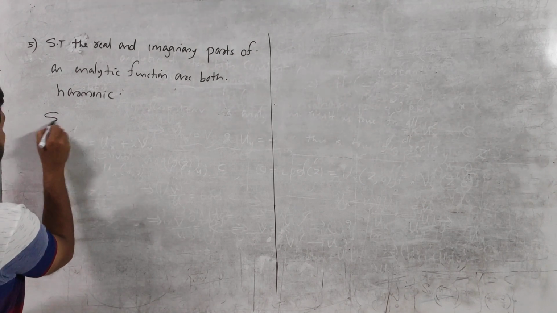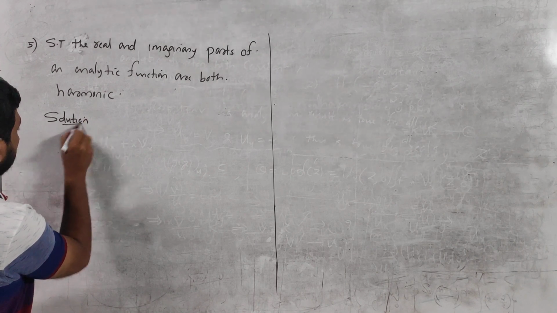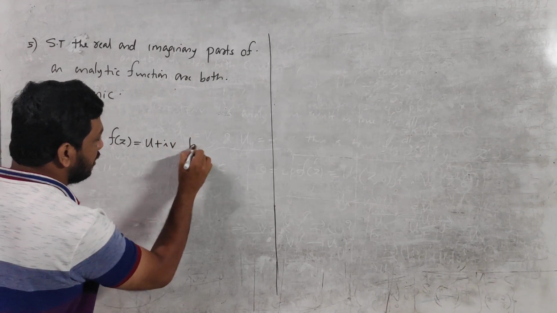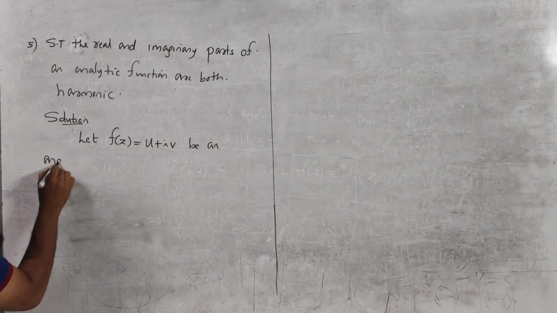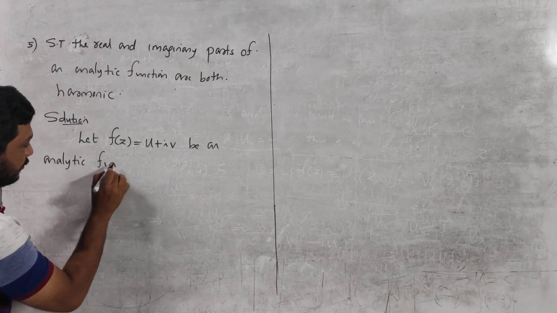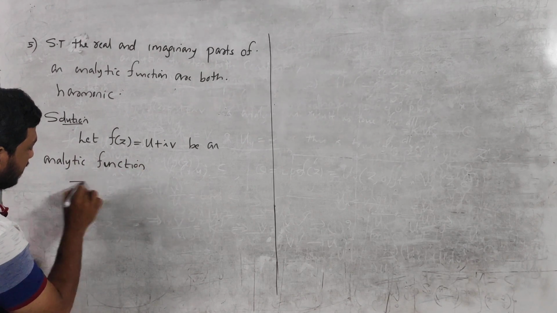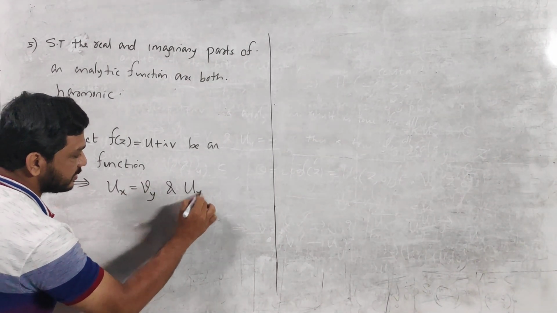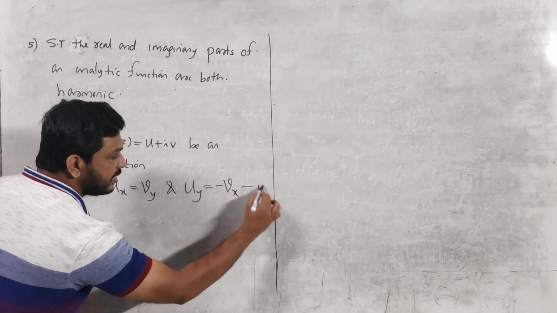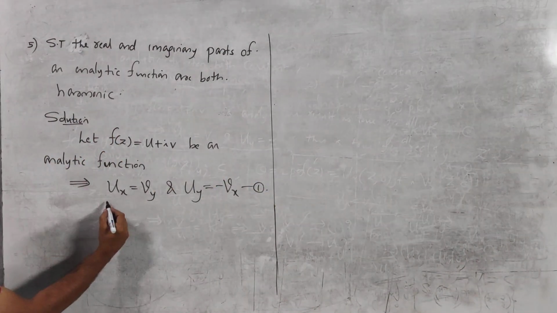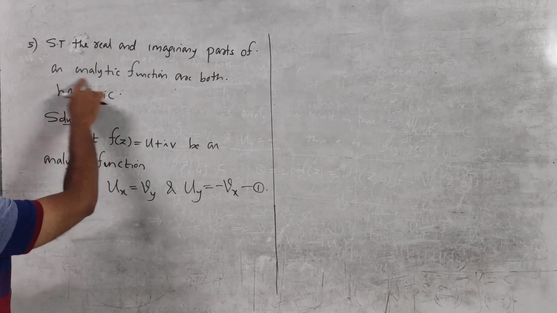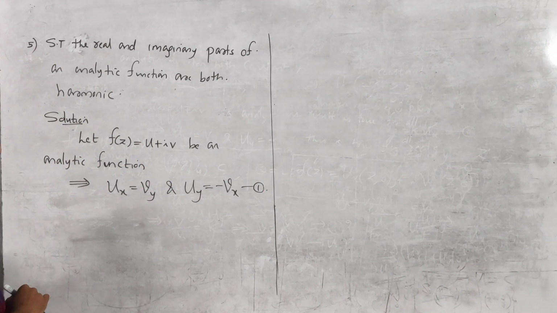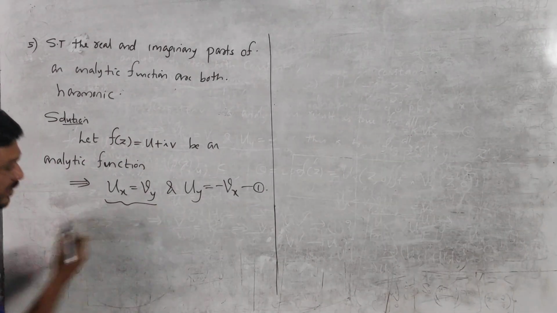So let us start with the solution. We know, let f = u + iv be an analytic function, which implies it satisfies the Cauchy-Riemann equations: ux = vy and uy = -vx. Mark it as equation number 1. So what is our aim? We have an analytic function and we want to prove that u and v are harmonic. So how do we show this? Take this equation, ux = vy.